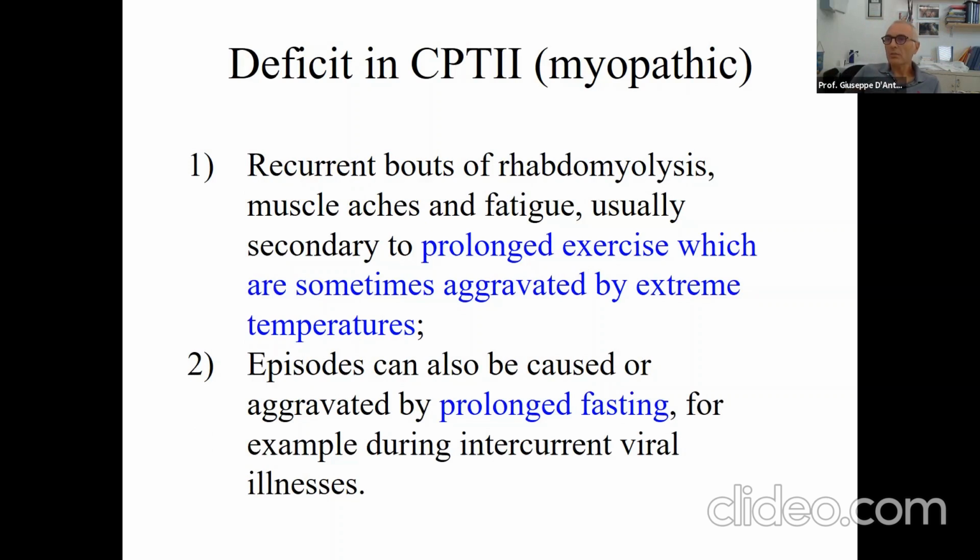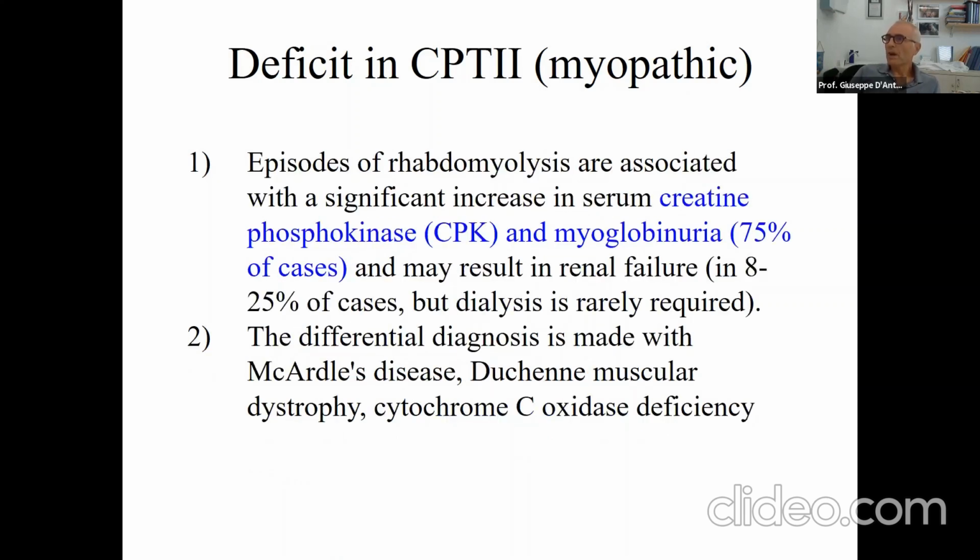What characterizes CPT2 deficiency are recurrent bouts of rhabdomyolysis following prolonged exercise, frequently aggravated by extreme temperature or prolonged fasting. The episodes of rhabdomyolysis are associated with an abrupt increase in creatine phosphokinase and myoglobinuria, and in 25% of the cases we have a kidney injury, but rarely this leads to dialysis. Differential diagnosis is based on myocardial disease, DMD, and cytochrome C oxidase deficiency.